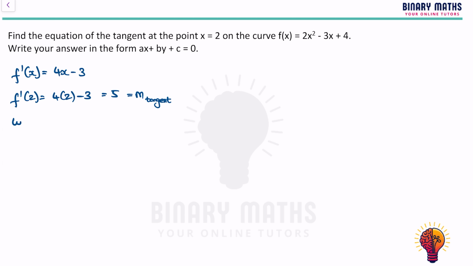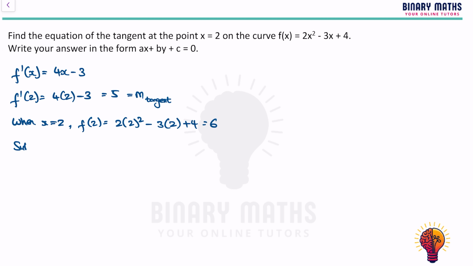Now we need to find the corresponding y value. So when x equals 2, f of 2 is equal to 2 times 2 squared minus 3 times 2 plus 4, which is equal to 8 minus 6, 2, plus 4, which is 6. So now what I do know is I know the point that the tangent goes through, and I also know the gradient of the tangent.